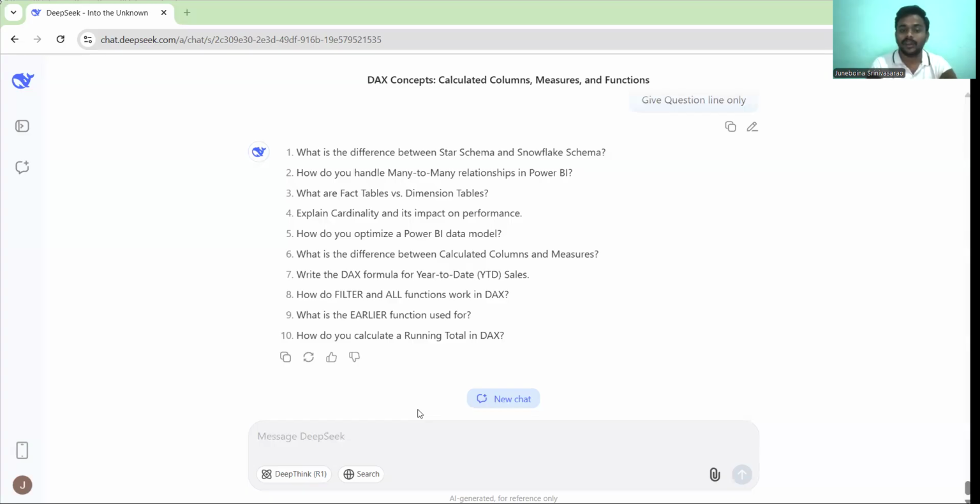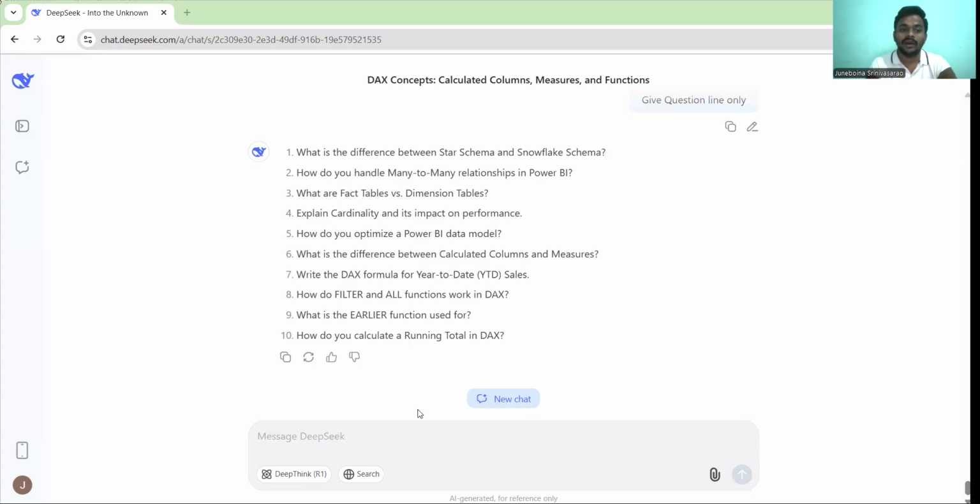The formula for YTD sales is equal to TOTALYTD of sum of sales amount, comma, date of date. There is also another formula for the same values. It is CALCULATE of sum of sales amount, comma, DATESYTD of date. That means here we are calculating the YTD sales by using the sales and date tables.